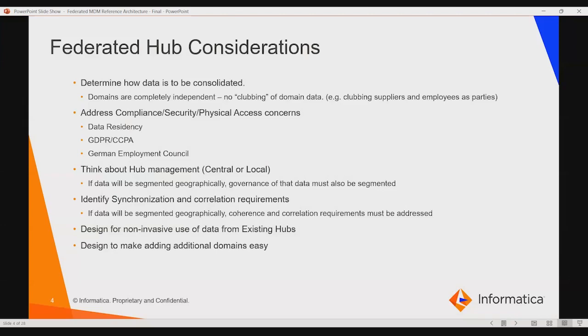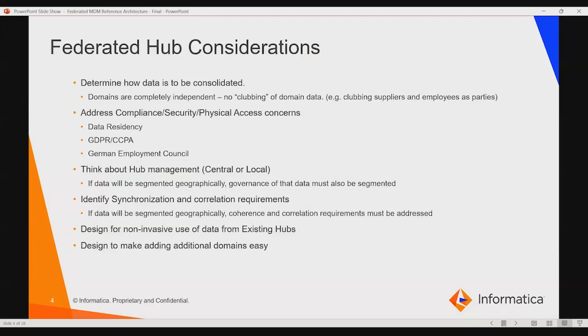So we need to think about the hub management. We need to identify synchronization and correlation requirements. If the data will be segmented geographically, coherence and correlation requirements must definitely be addressed to understand how you want to design the data, right? How they want to be correlated, even though they are geographically separate, right?